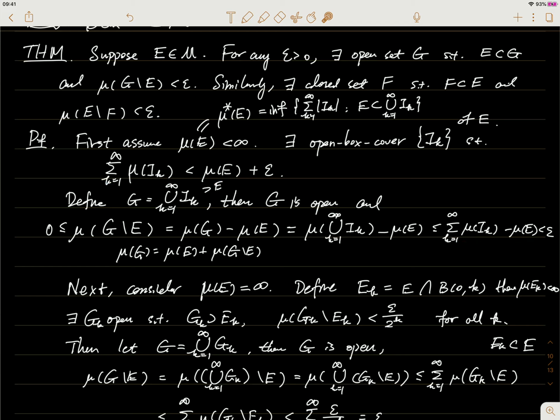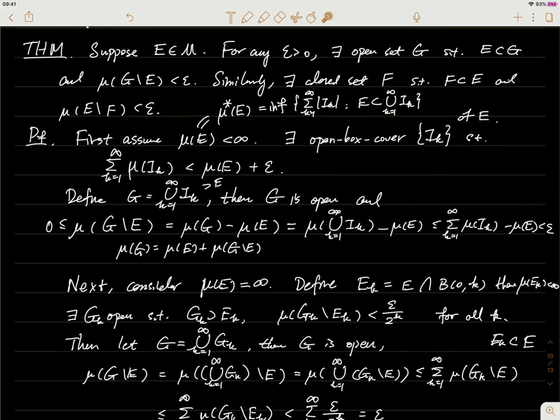All right. So now what we have shown is that we got this G, which is just the union of the open box cover, and we show that it is open, and the measure of this difference is less than epsilon. Okay. So this is the case where E is originally bounded. If it's unbounded, if the measure is equal to infinity, then we can decompose this into a countable union of sets, so that they make up this E. Okay, so the way is pretty similar to what we have done before.